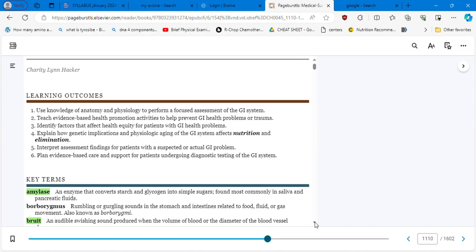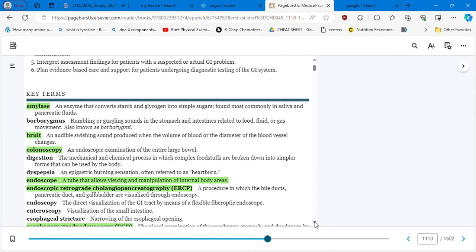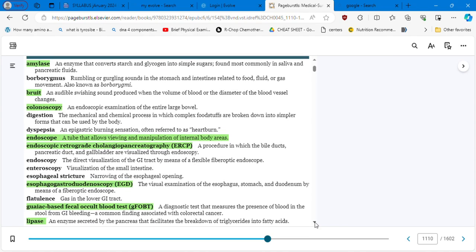We are entering this area in the semester. There's going to be a lot of chapters, but I think this is one of the most important topics in general in healthcare. So the key terms we are going to review are amylase, bruit, colonoscopy, endoscope.